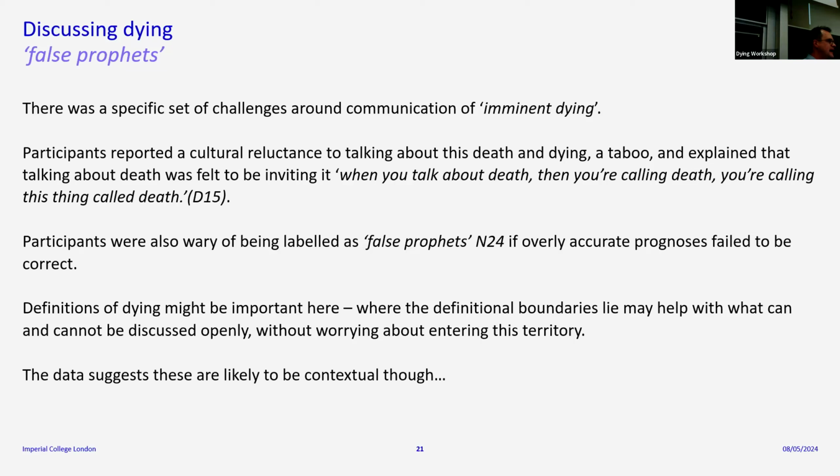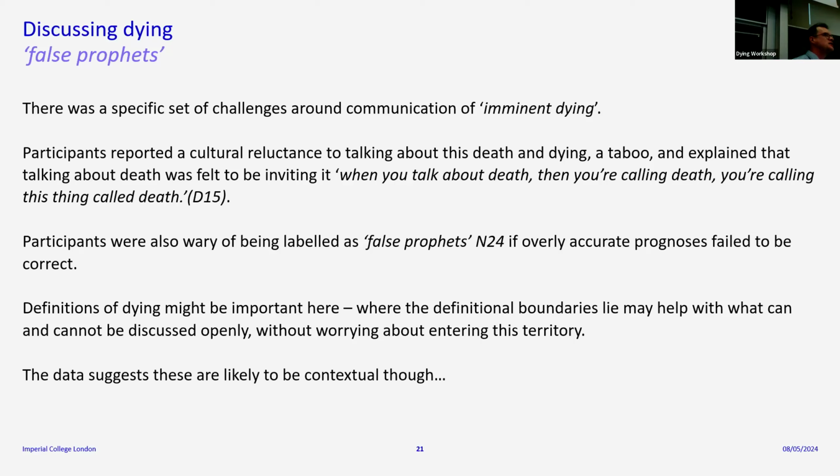And this hit quite strongly against, so Uganda is obviously a multicultural society, lots of different groups, lots of different cultures intersecting, but it went from a great reluctance to talk about it to an absolute taboo. One of the doctors said, when you talk about death, then you're calling death, you're calling this thing called death. The other side was about accuracy. We talked about prognostication earlier and about being labeled as a false prophet if overly accurate prognoses fail to happen. And that was another challenge.